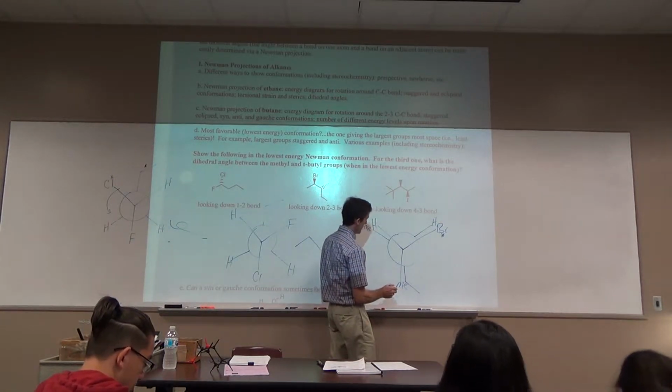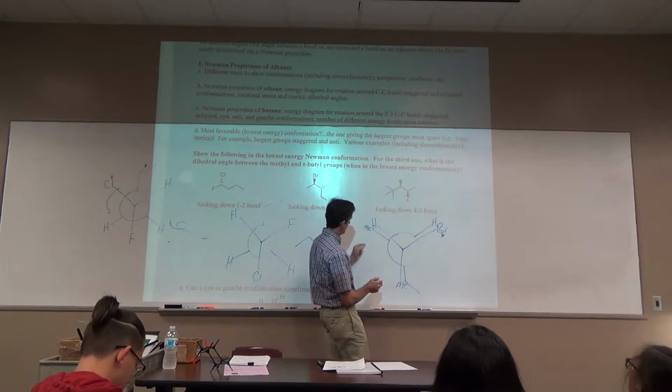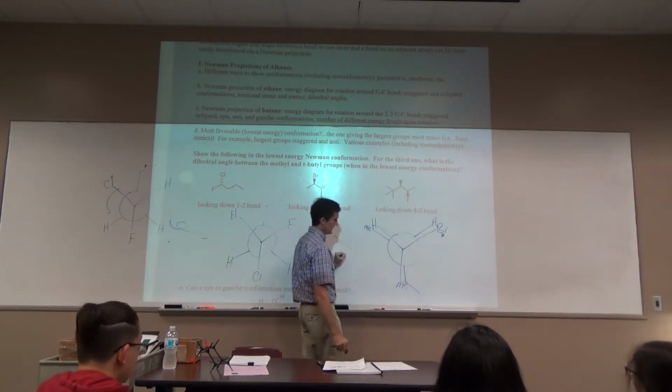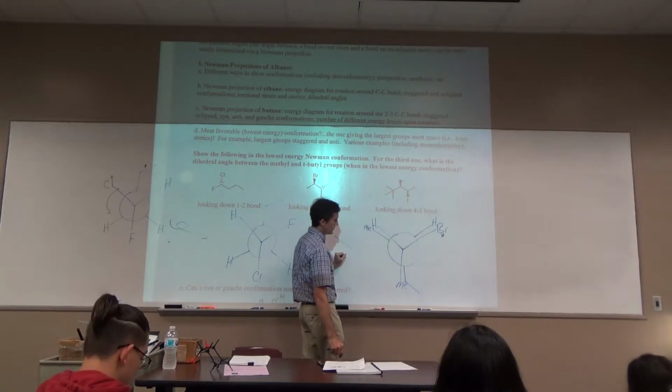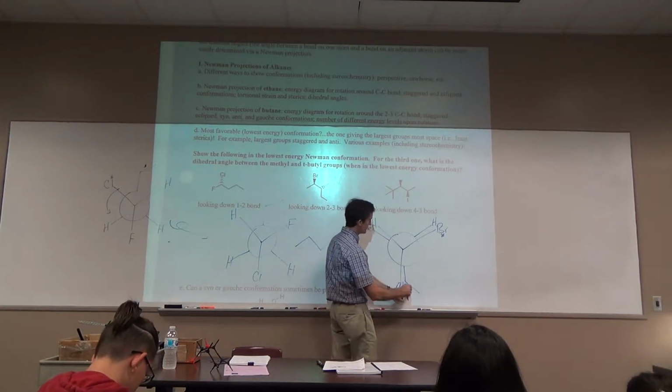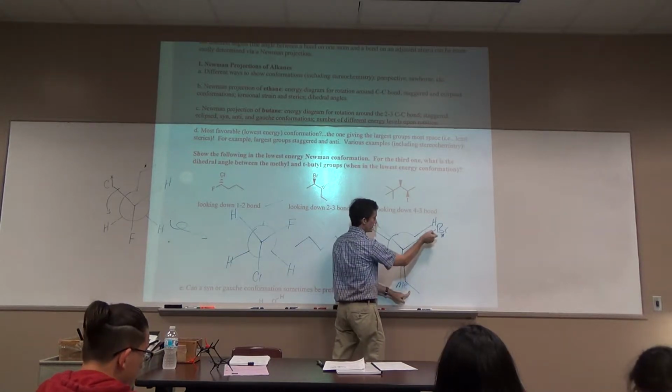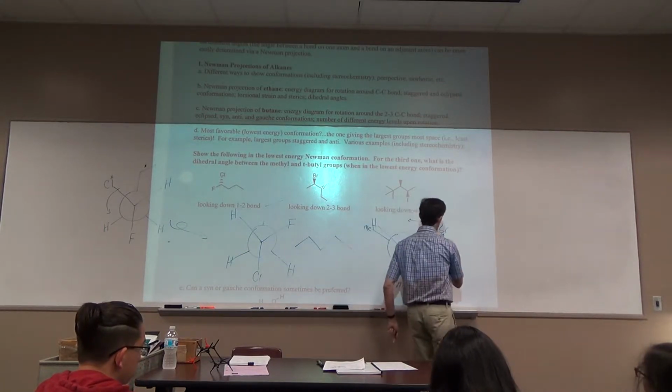Okay, what's the biggest group on the back carbon? Is it methyl or ethyl? Ethyl. So I'm going to rotate the front carbon. I'm going to leave the ethyl here. We want the bromine to be anti to the ethyl, so I'm going to rotate it up like this.